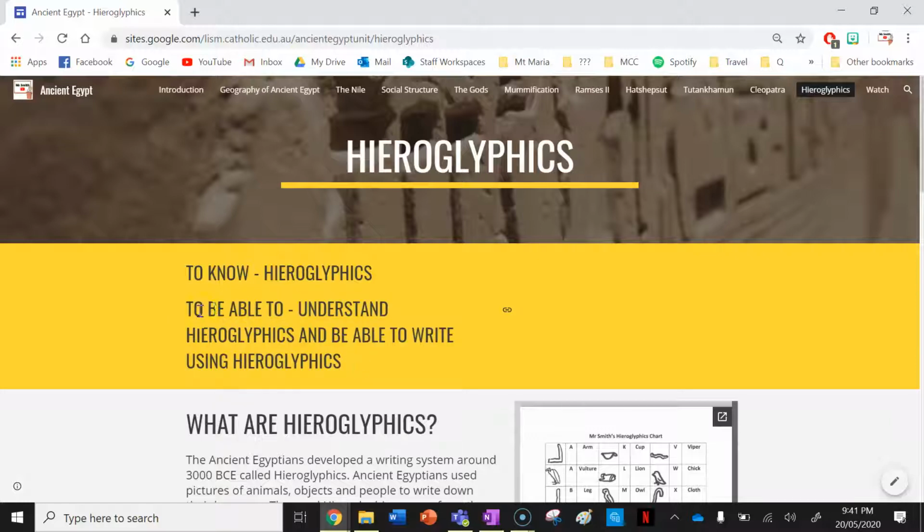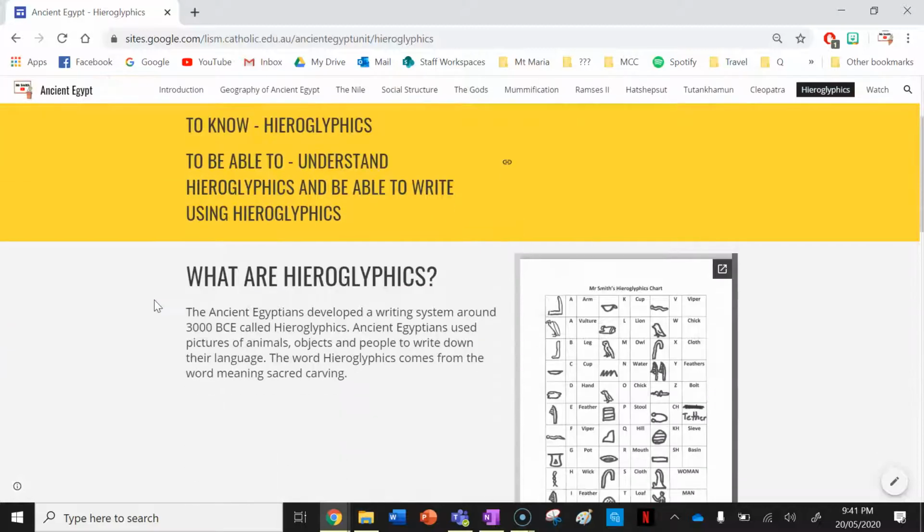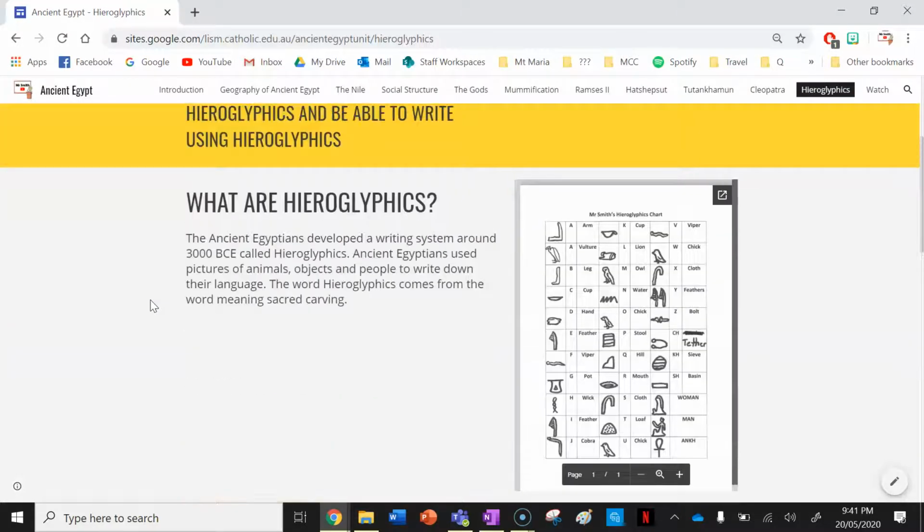Hieroglyphics were how ancient Egyptians used to record their writing. It was like their alphabet and their writing system, developed around 300 BCE. Ancient Egyptians used pictures of animals, objects, and people to write down their language. The word hieroglyphics comes from the word in ancient Egyptian meaning sacred carving.